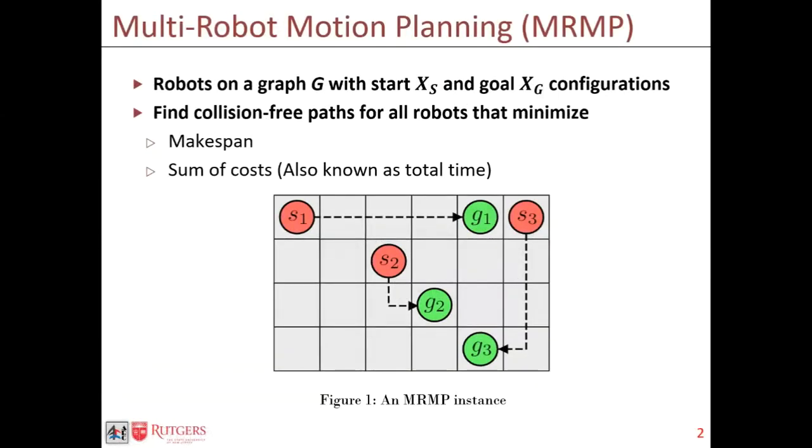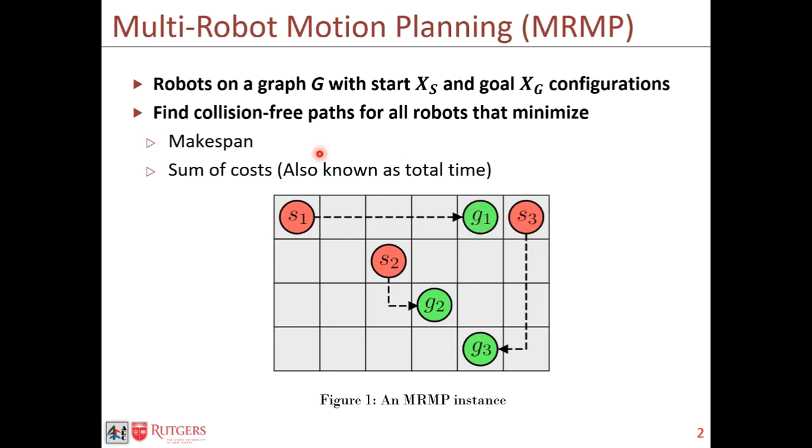We studied the one-shot multi-robot motion planning problem on grid graphs. A typical setup for this MRMP involves a grid graph, a number of robots with start vertices and goal vertices. As shown in this figure, robots start from red vertices and need to go to the green vertices. At each discrete time step, a robot may stay at its current vertex or move to an adjacent vertex. The task is to find collision-free paths for all robots.